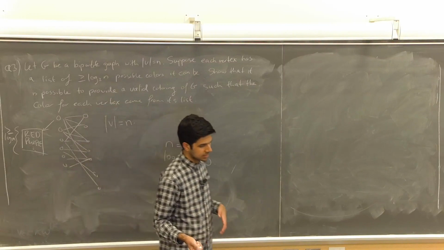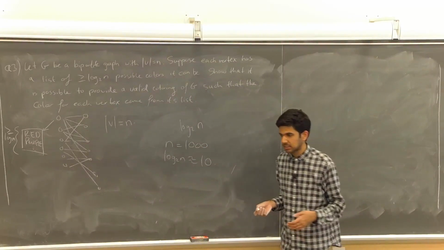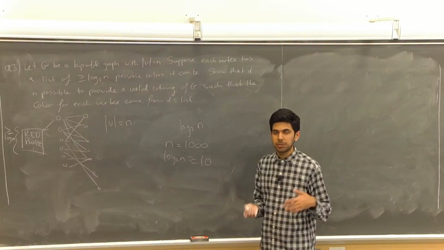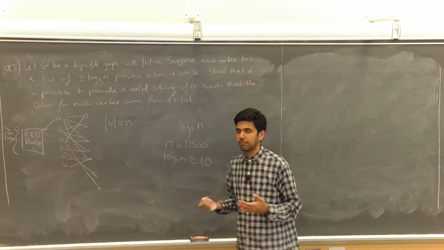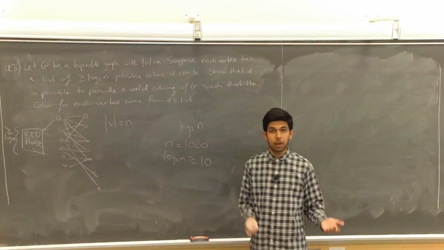So this is one of those cases where we want to show that something is possible, that a coloring exists. But to just provide it outright would be very, very challenging because we don't have many tangible things to work with. As such, we decide to use the probabilistic method.